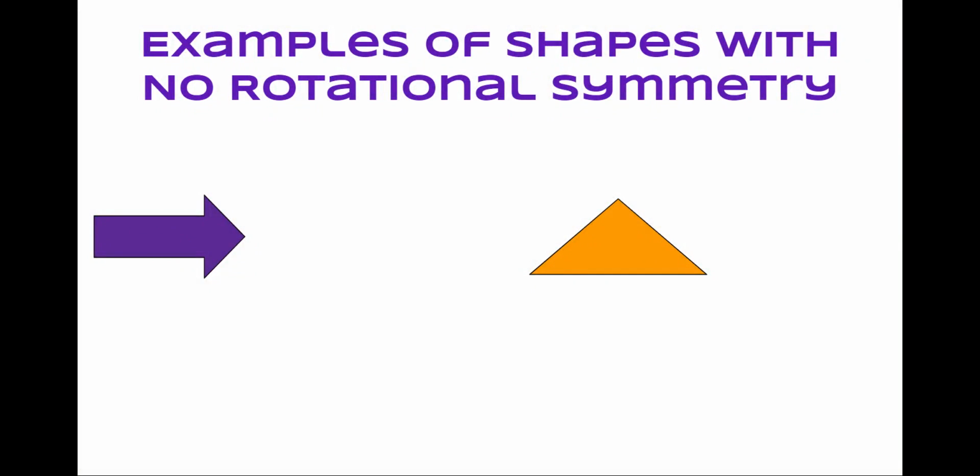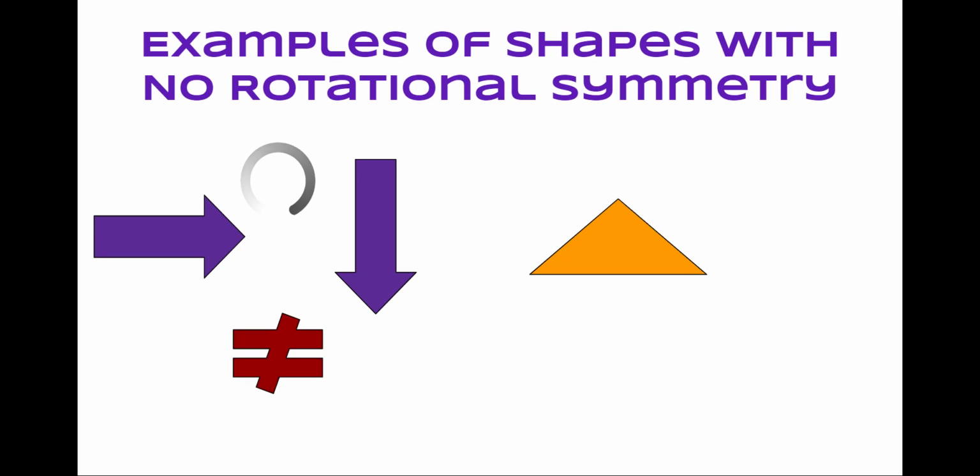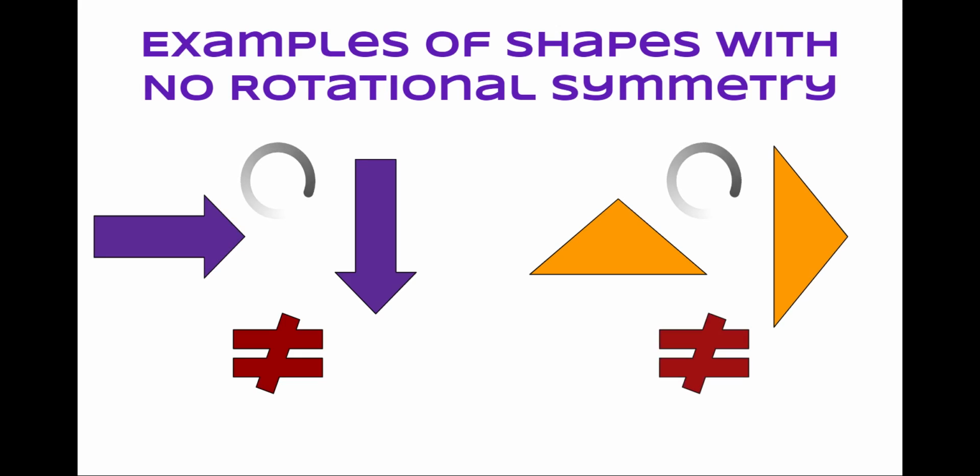Here are some examples of shapes with no rotational symmetry. You could tell this arrow has no rotational symmetry because if I were to flip it on its side, it does not look the same as it did when it started. The same goes for this triangle. When turned on its side, it does not look the same as when it started, so we can safely say that both of these shapes have no rotational symmetry.